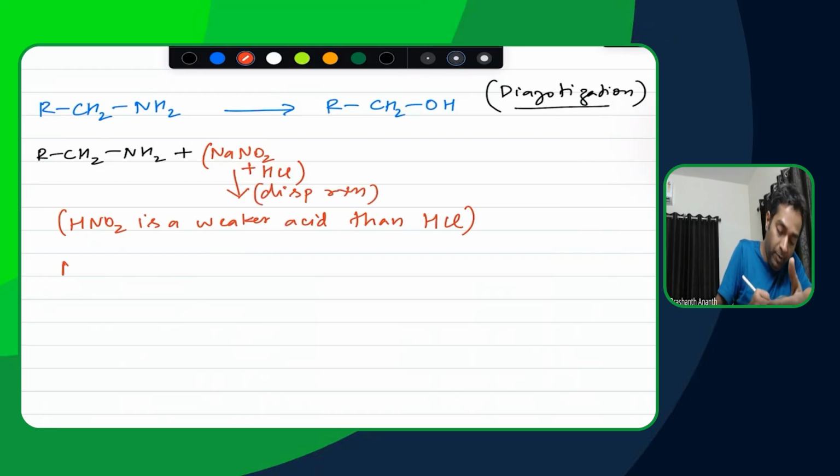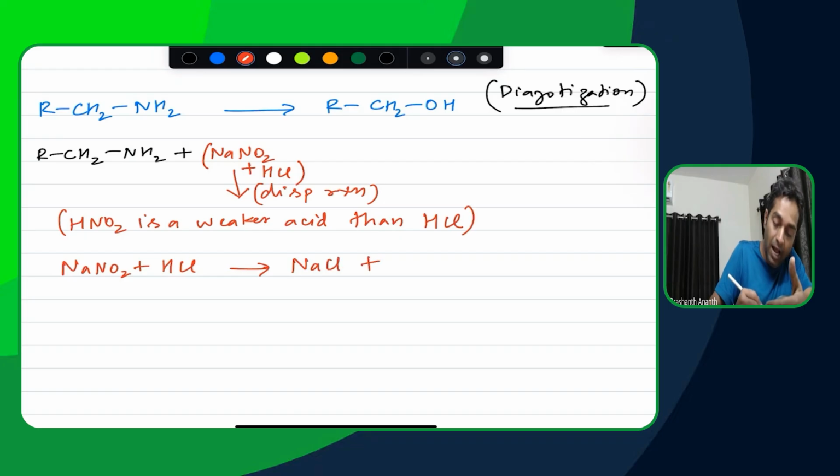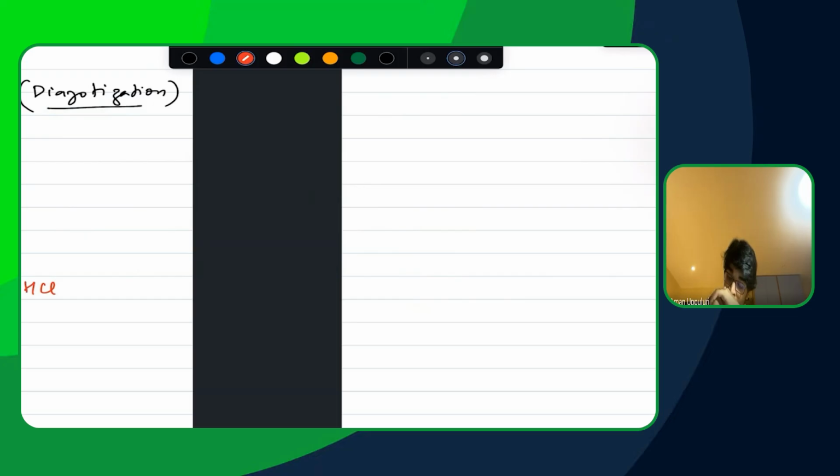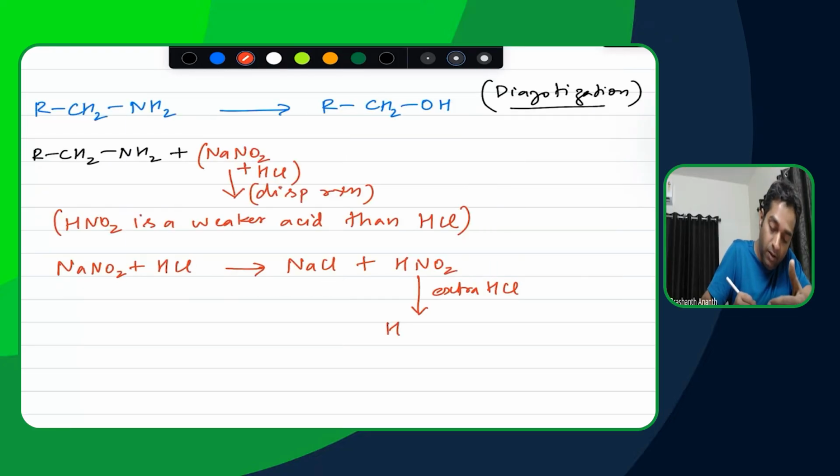When a standard displacement reaction happens, it is very straightforward. NaNO2 and HCl will react to give you NaCl and HNO2. This HNO2 is not going to stay simply as it is. It will react with extra HCl to give me H2NO2 plus 1 and Cl minus.